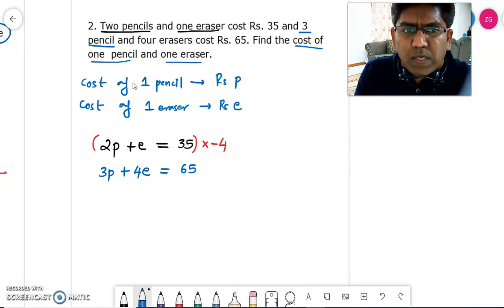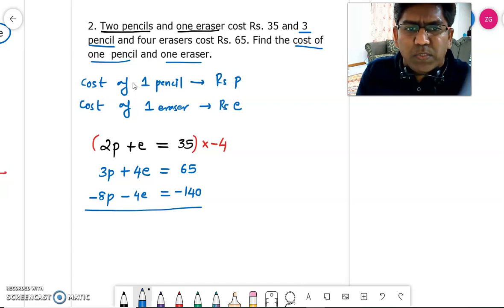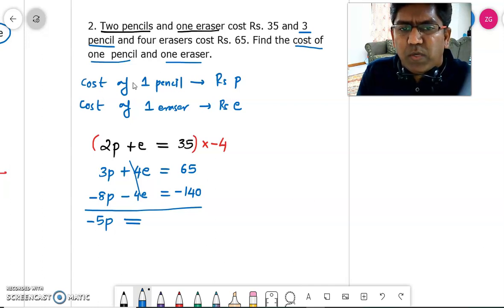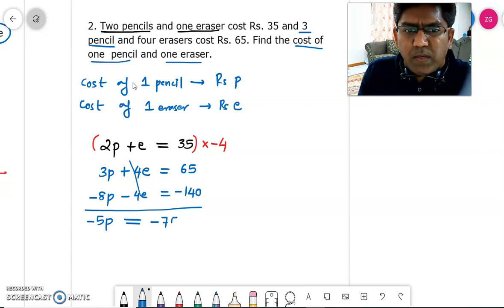Minus 4 times 2p will give me minus 8p. Minus 4 times E will give me minus 4E. Minus 4 times 35 will give me minus 140. Now since we have opposites here, we can combine them. So 3p minus 8p will give me minus 5p. Plus 4E minus 4E will cancel. On the right hand side I have minus 140 plus 65. So I'll get here minus 75.